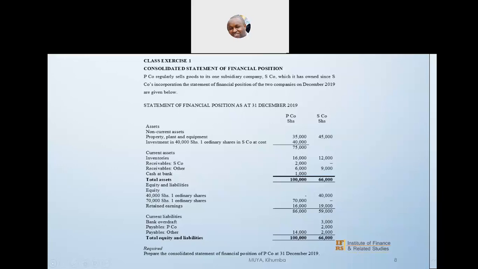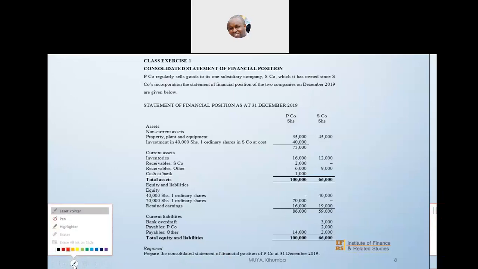Okay, what are we told? We are told that the parent company regularly sells goods to a subsidiary S company, which it has owned since incorporation. The statement of financial position of the two companies as at the last day of December 2019 is as follows. We have all those items. We have the statement of financial position for the parent and the statement of financial position of the subsidiary. And then we are required to prepare the consolidated financial statement.